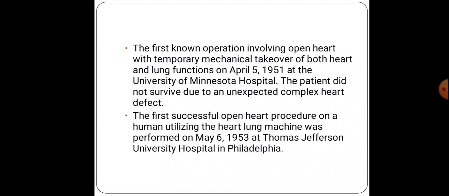So the first operation was a failed one in 1951. The first successful open heart procedure on a human utilizing the heart lung machine was performed on May 6, 1953, at the Thomas Jefferson University Hospital in Philadelphia. So the first operation was not successful, but in 1953 they did open heart surgery with the help of the heart lung machine, and it was successful.